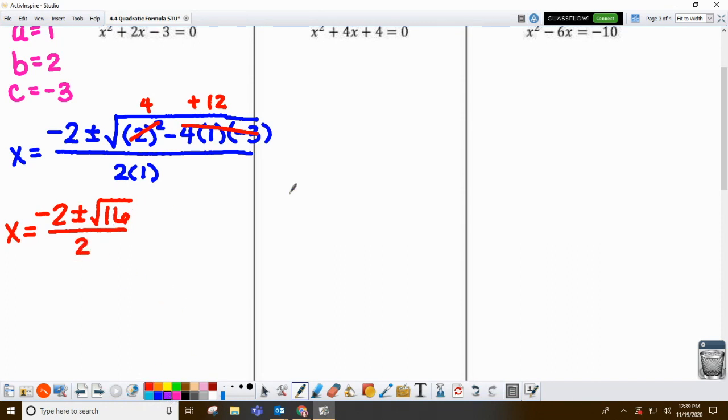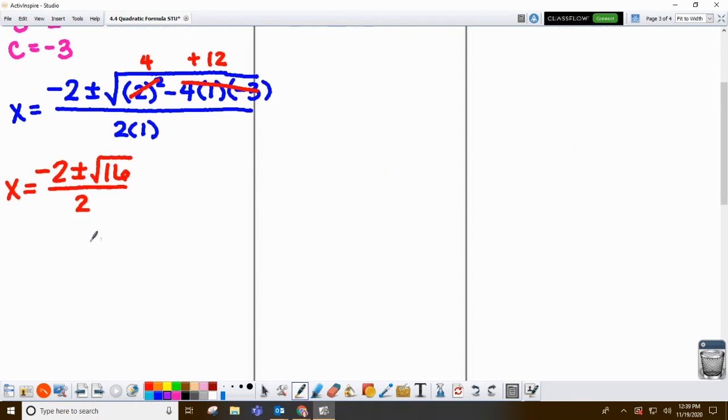Okay, we need to simplify the radical, and hopefully you guys recognize 16 as a perfect square. So we end up with negative 2 plus and minus, what is the square root of 16? That should be 4, because 4 times 4 gives me 16. And then all divided by 2. Now, this situation didn't happen last time. Our radical actually went completely away because we had a perfect square here.